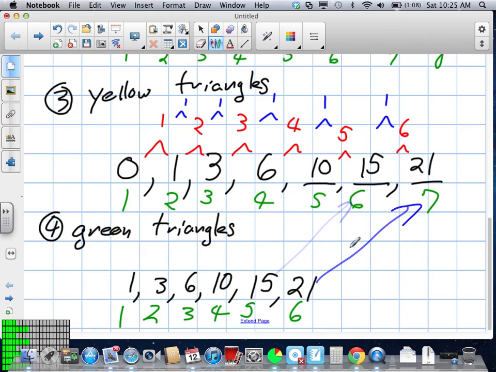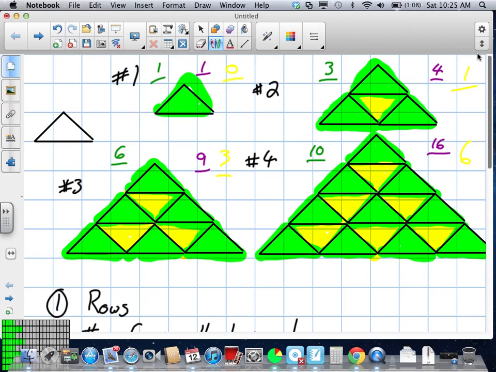Total number of triangles of all sizes. Now, this one's tough. Okay? So let's go through this one here.